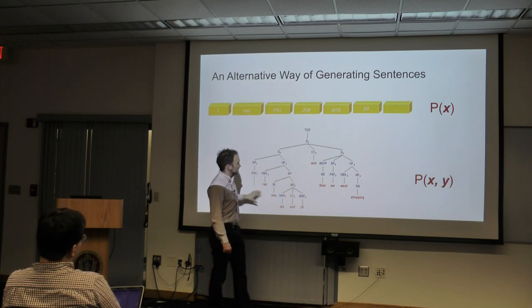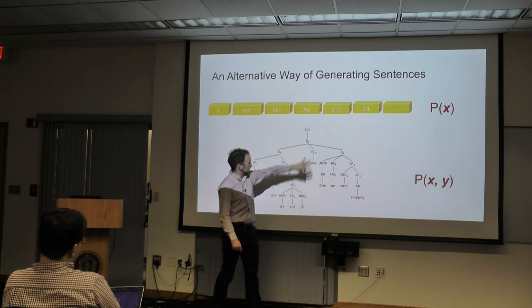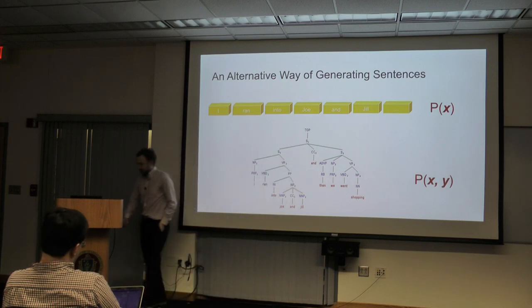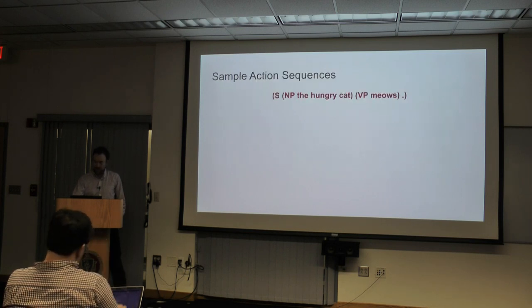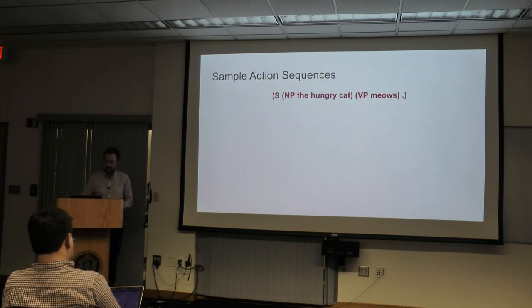x is all of the words in the sentence, and then y would be the latent structure, like the syntax tree here. And first, I'll give a crash course on recurrent neural network grammars, which are a way to do this, and then I'll talk about answering linguistic questions through learning these models.